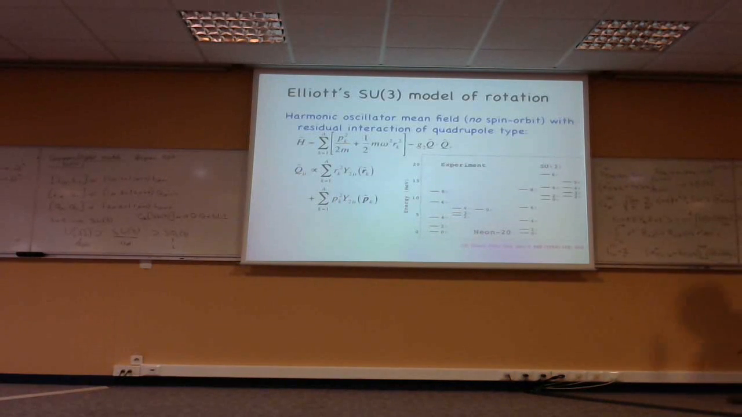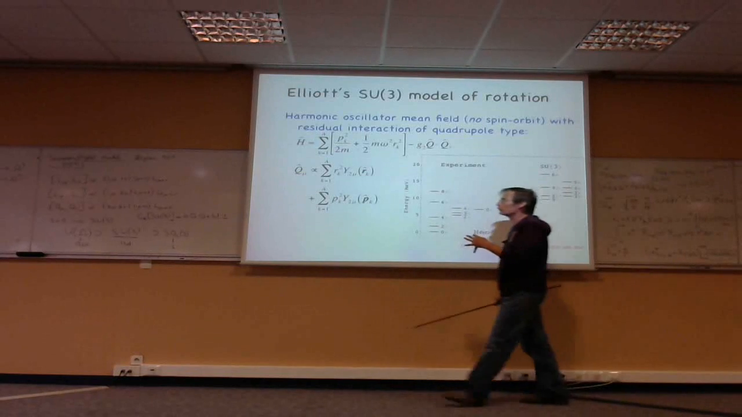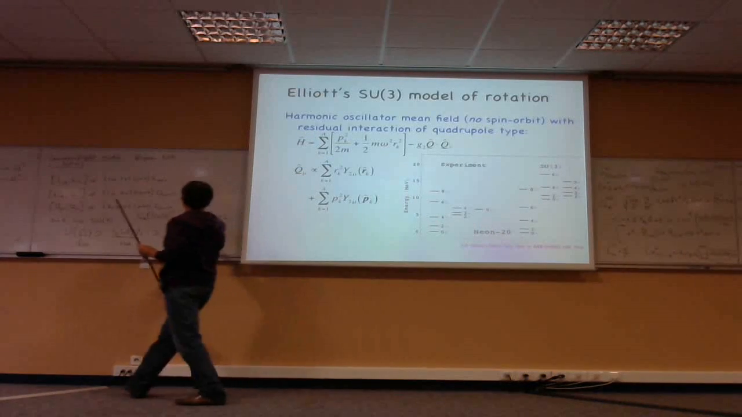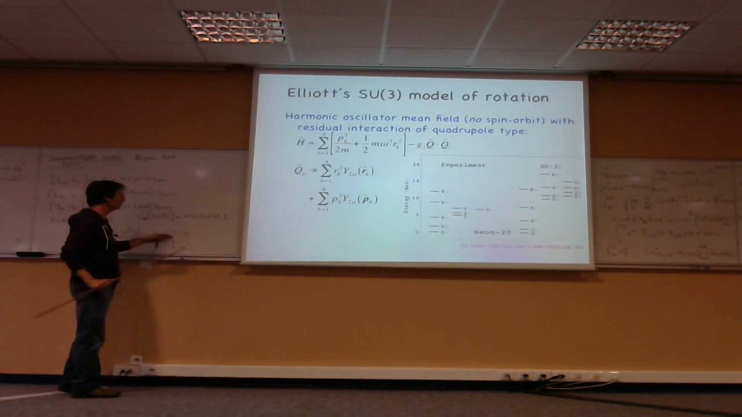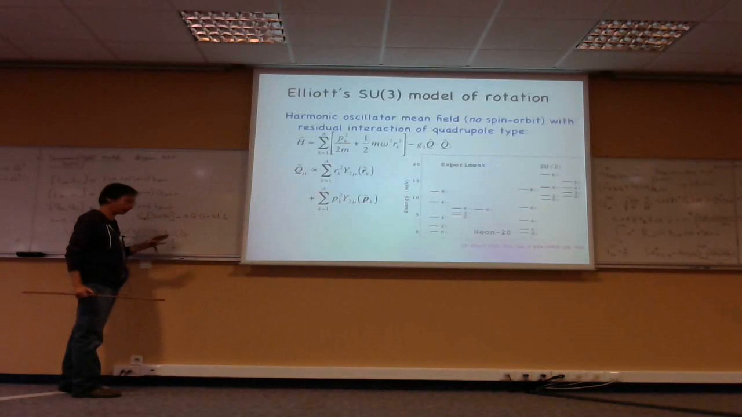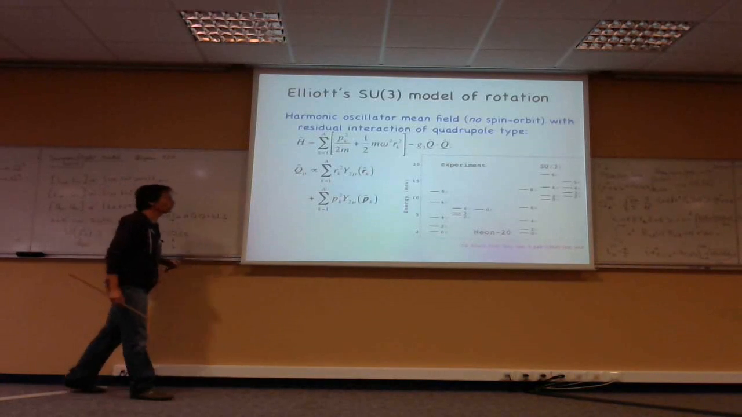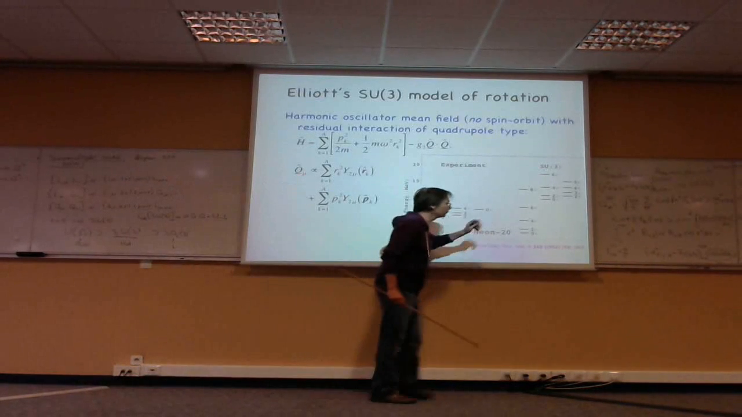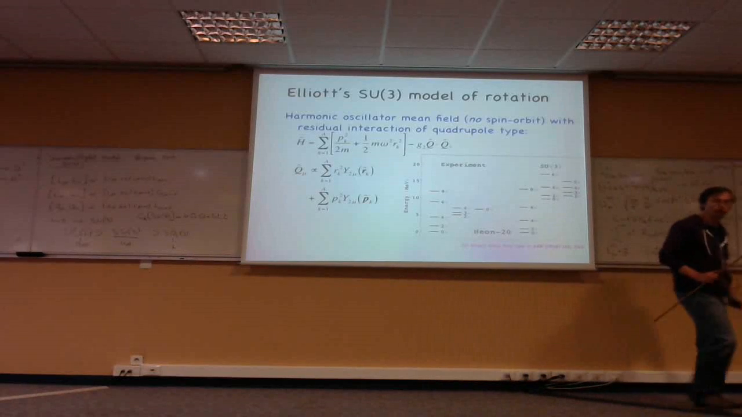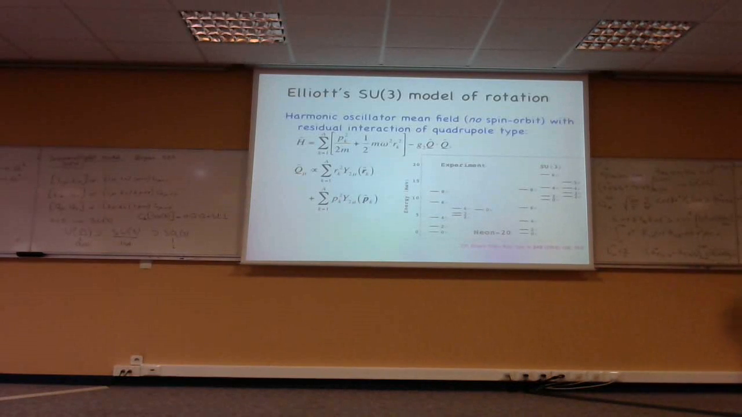But if you do this approximation of an interaction which is quadrupole, which in the presence of protons and neutrons is a first order approximation, pairing plus quadrupole, so if you have a quadrupole component, you get rotational features. And this was the achievement of Elliott, to develop this in the spherical shell model.